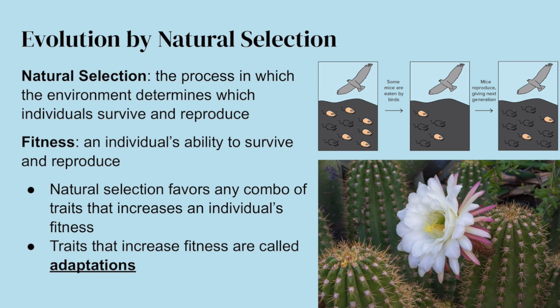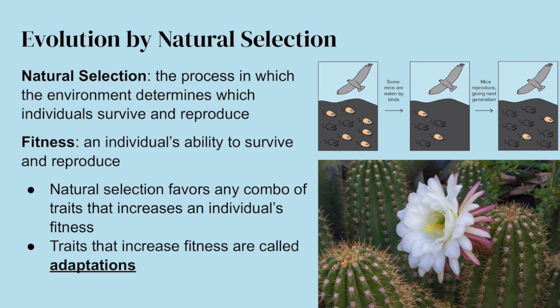So what we see in this population is that over time, the selective pressure of predation by hawks has caused mice with a darker fur color to be more likely to survive and reproduce because they're better camouflaged into their environment. That means they have higher fitness than the lighter colored mice. They're more likely to survive and reproduce because they've avoided that selective pressure of predation.